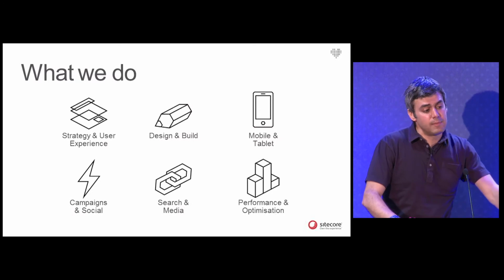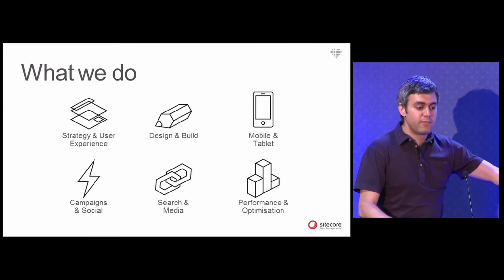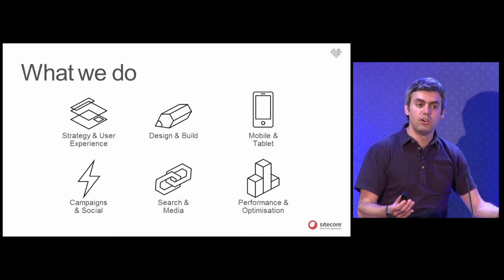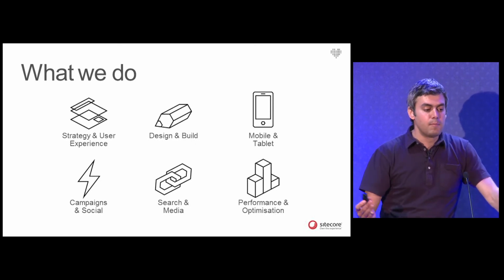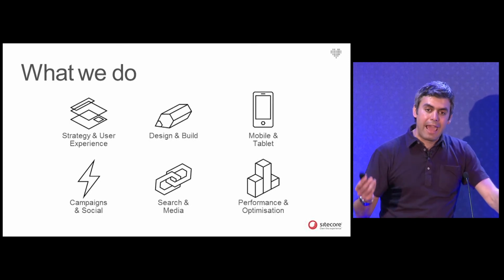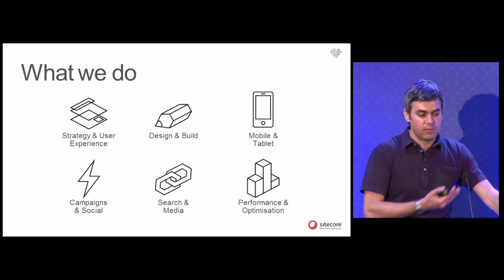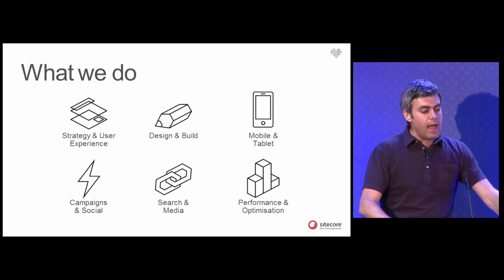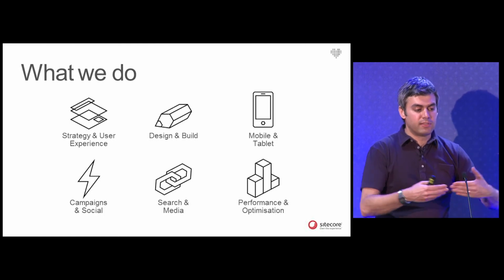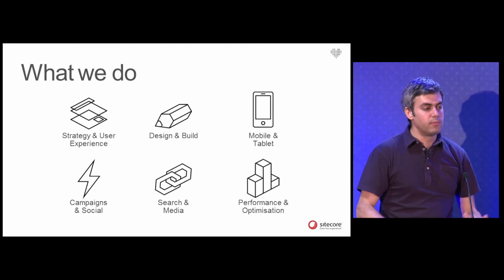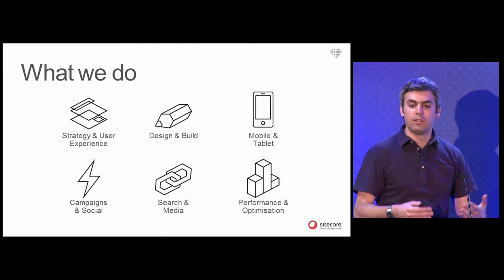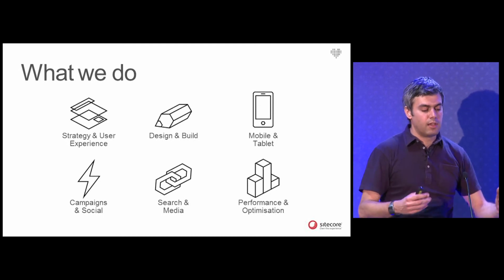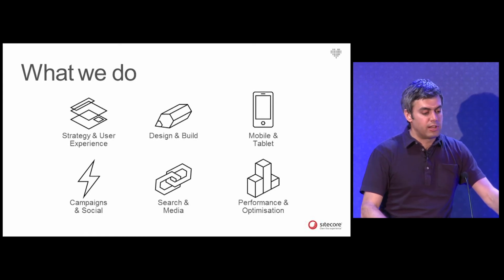And we do these types of stuff. Strategy and UX go through everything we do. Design and build is the core of what we do, working with the Sitecore platform. We focus as well on mobile and tablet apps and seeing how the apps can support the overall marketing picture. And then really driving performance to these platforms, the tier at the bottom, so we do campaigns and social activity, and the search and media, I guess, is really all about traffic driving and awareness generating.